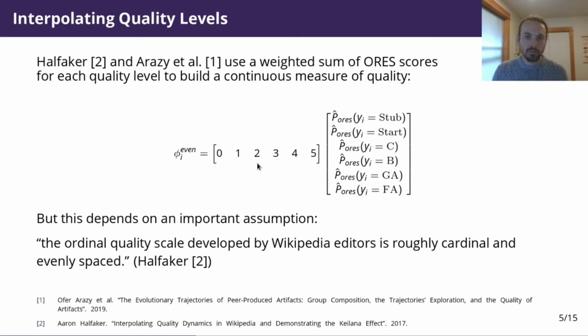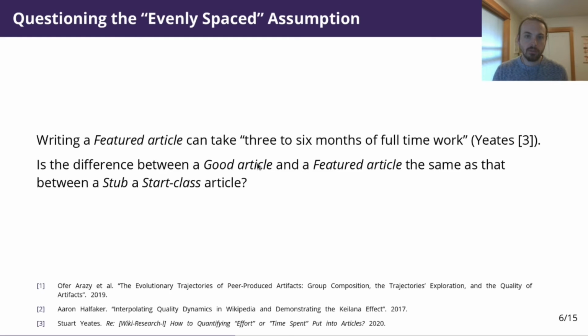Now, doing this depends on an important assumption. In the words of Halfaker, the ordinal quality scale developed by Wikipedia editors is roughly cardinal and evenly spaced. But I think there are some reasons to question this assumption. One of them is that the levels of effort that go into different levels of quality seem kind of uneven, right? Writing a featured article can take 3 to 6 months of full-time work, in the words of Stuart Yeates. Are we to assume that the difference between a good article and a featured article is the same as that between a stub and a start class article? How would we even answer a question like that?